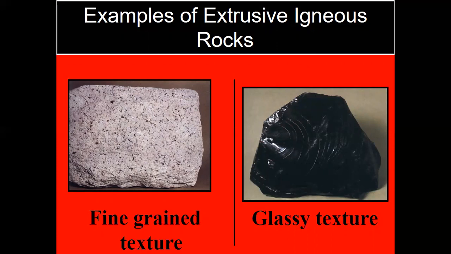You don't really see a lot of crystals in there. Everything kind of looks uniform. If you were to touch it, you would feel how fine grain it was. And then on the right, you have obsidian. Obsidian is the example of a glassy texture. It looks very smooth, almost glass-like.